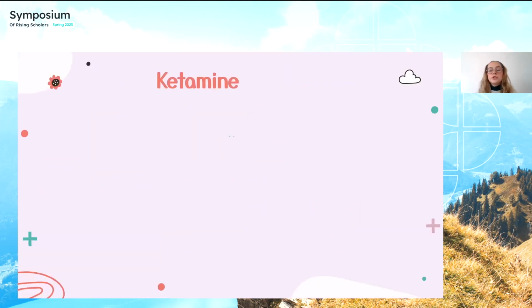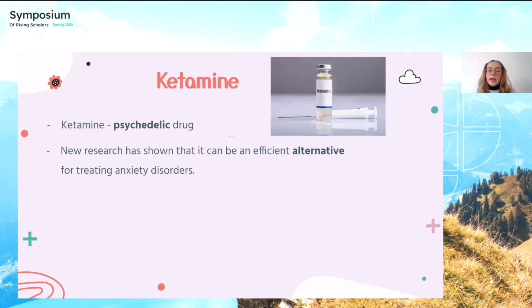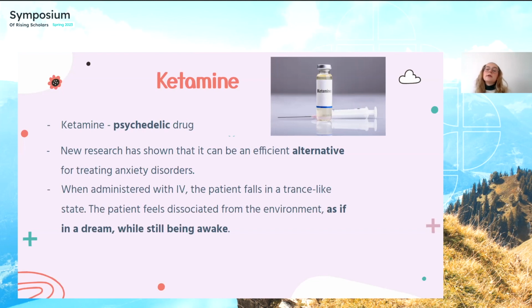However, I still wanted to research some more innovative ways that are present nowadays in psychology to treat anxiety disorders. And what I can focus on is ketamine. So, ketamine is a psychedelic drug. And while it does not have the best reputation, new research has actually shown that it can be an efficient alternative for treating anxiety disorders in both adults and children. Ketamine has been administered as an anesthetic through IV for almost 60 years, but nowadays it's actually being administered for anxiety disorders as well.